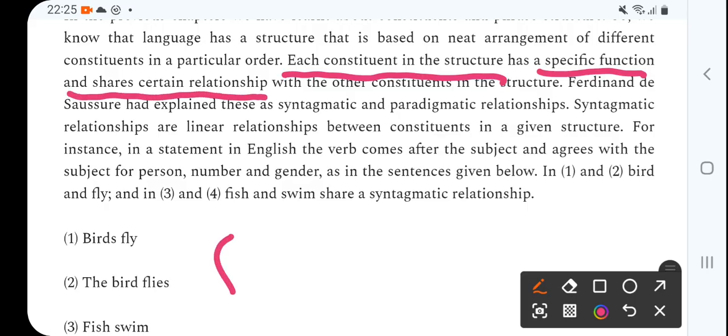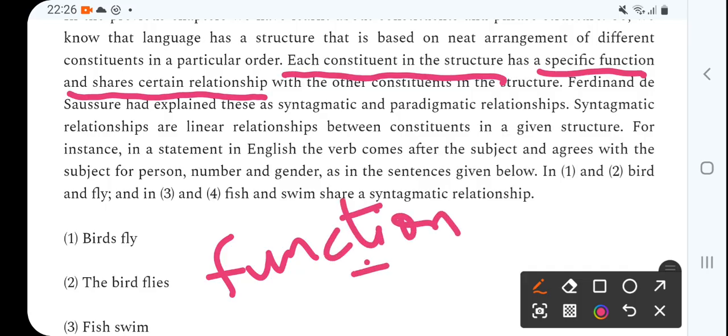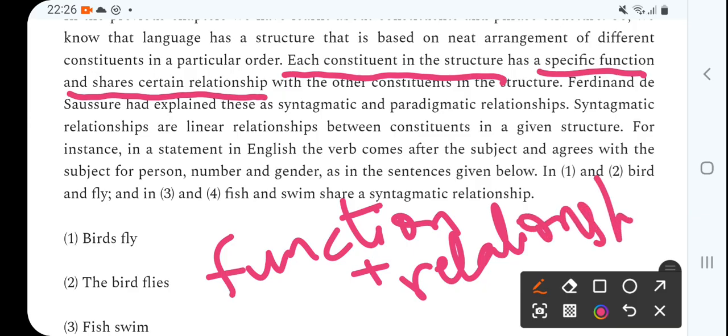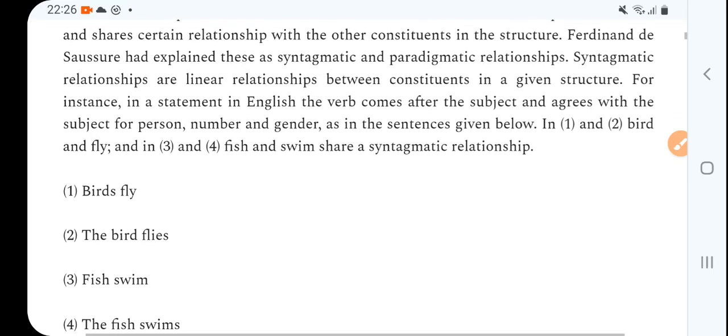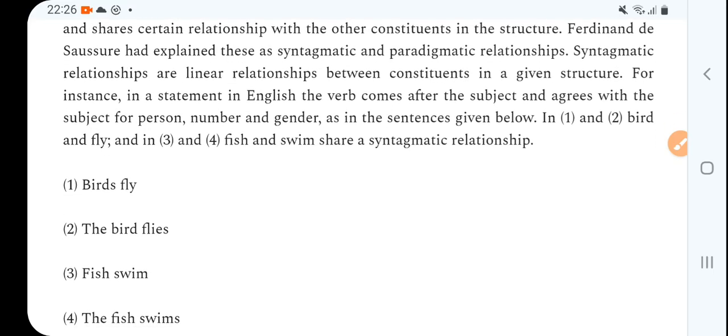Function and a relationship, which is very important. We have to remember functions and relationships with other constituents in the structure. Ferdinand de Saussure has explained these as syntagmatic and paradigmatic relationships.